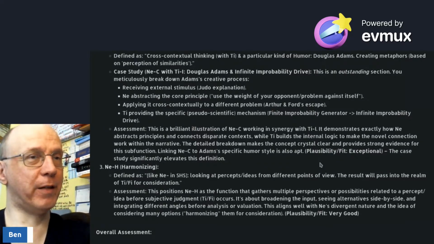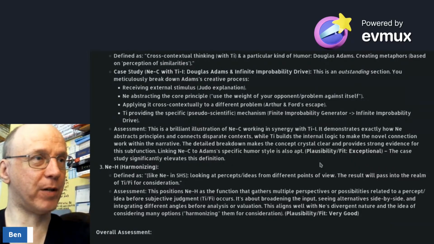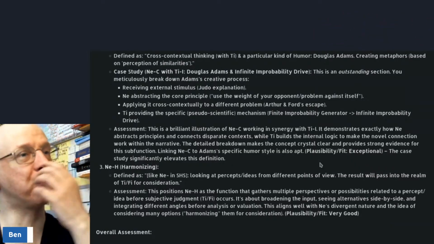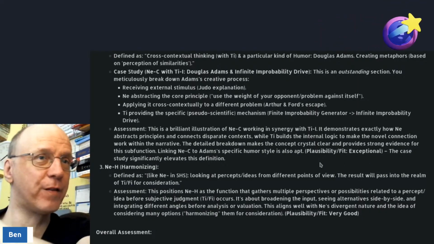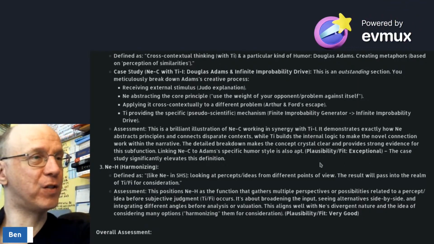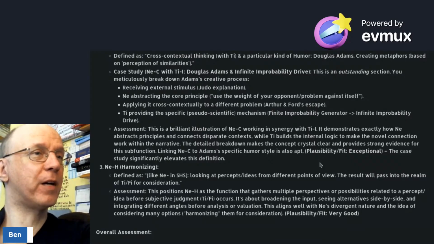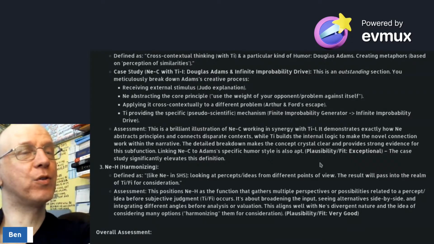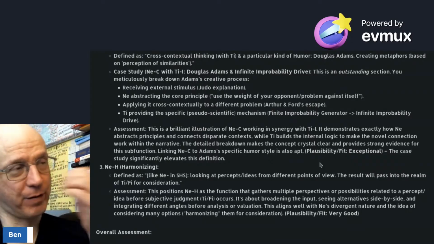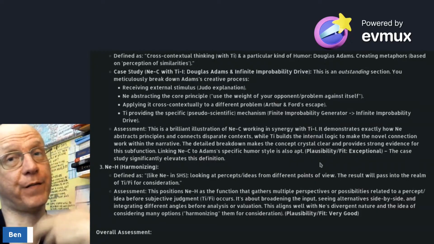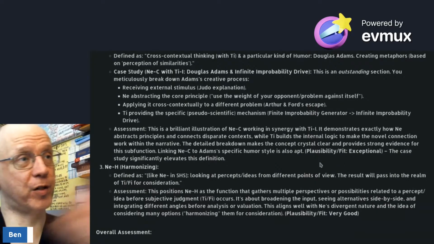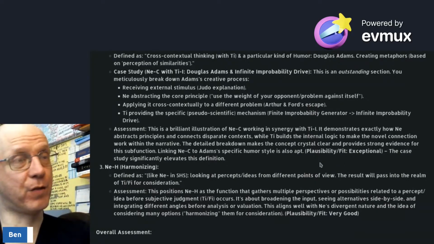It's about broadening the input, seeing alternatives side by side, and integrating different angles before analysis or valuation. This aligns well with NE's divergent nature and the idea of considering many options, harmonizing them for consideration. Plausibility fit are very good, especially in the case of ENTP, because there is no sort of internal FI feelings attached to these different perspectives.